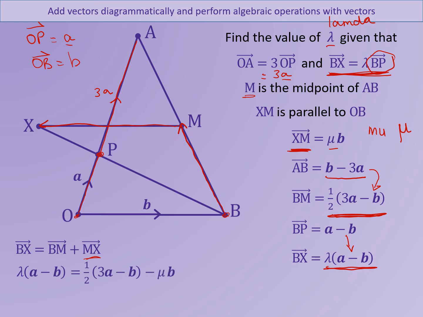So if we substitute those things in here, I'll just highlight where they've come from. So looking at BX, that has come from here, and then BM is this expression, and then MX is the negative of this here. Now if we multiply everything out of the brackets in this equation, so the left hand side and the right hand side, this is what we will be left with. And from here we can start to solve this question.